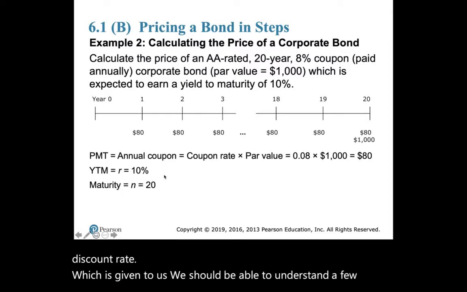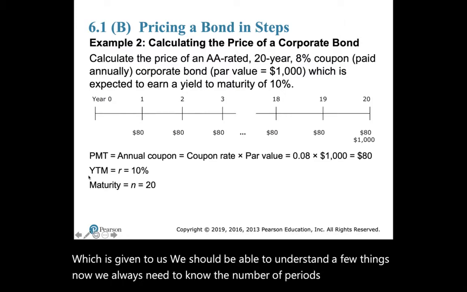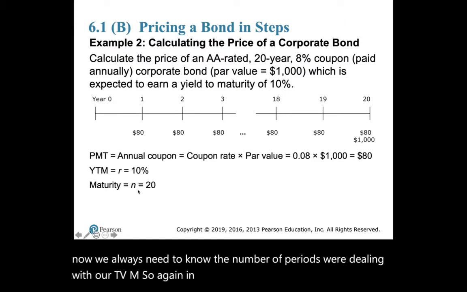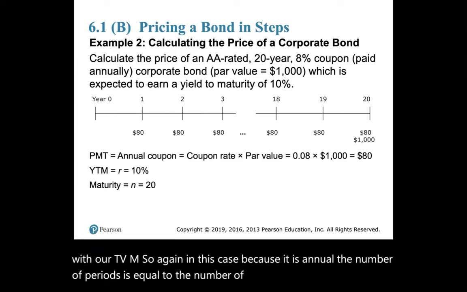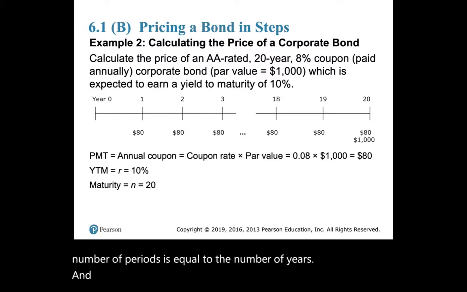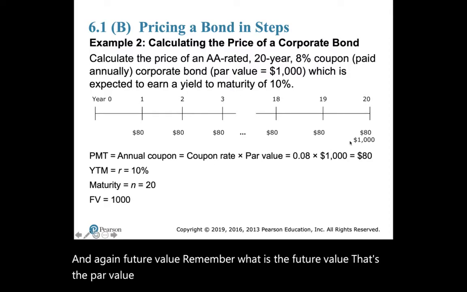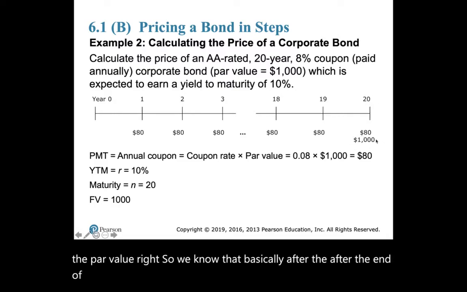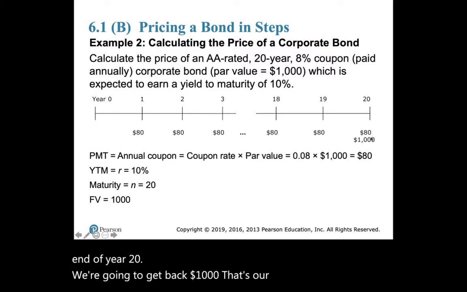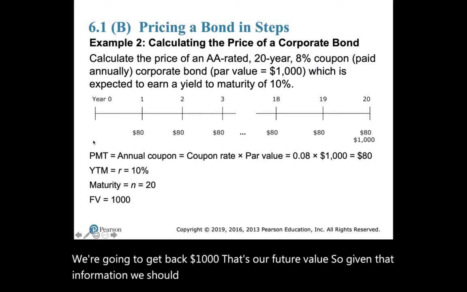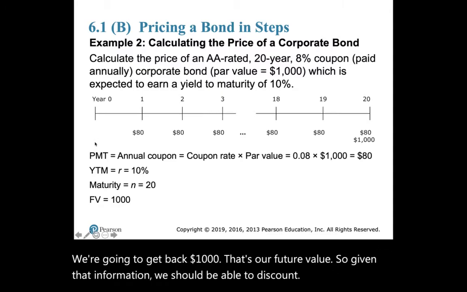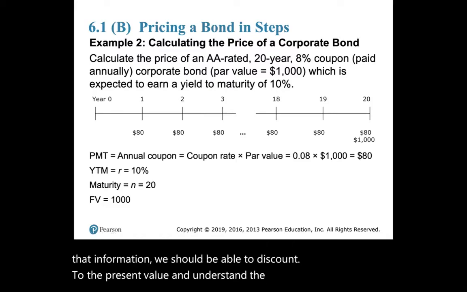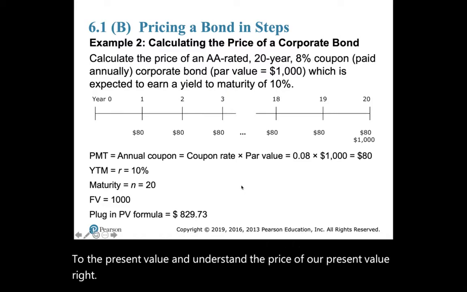Now, we always need to know the number of periods when we're dealing with our TVM. So again, in this case, because it is annual, the number of periods is equal to the number of years. And again, future value. Remember, what is the future value? Well, that's the par value, right? So we know that after the end of year 20, we're going to get back $1,000. That's our future value. So given that information, we should be able to discount to the present value and understand the price of our present value, right? And that's what we just did.